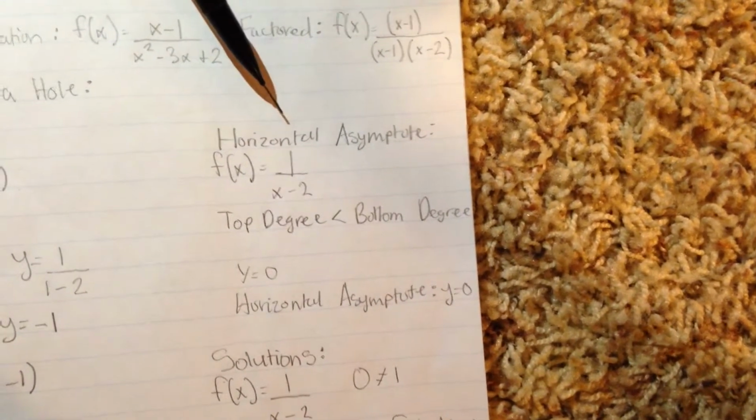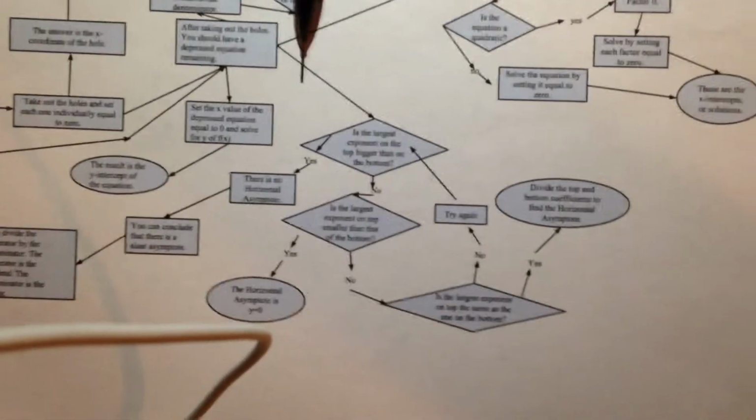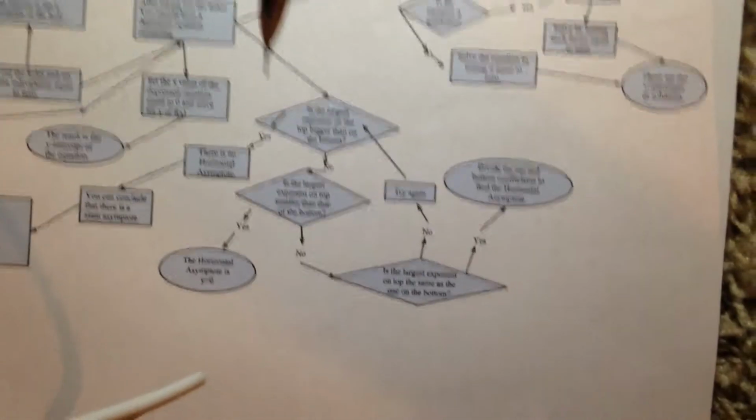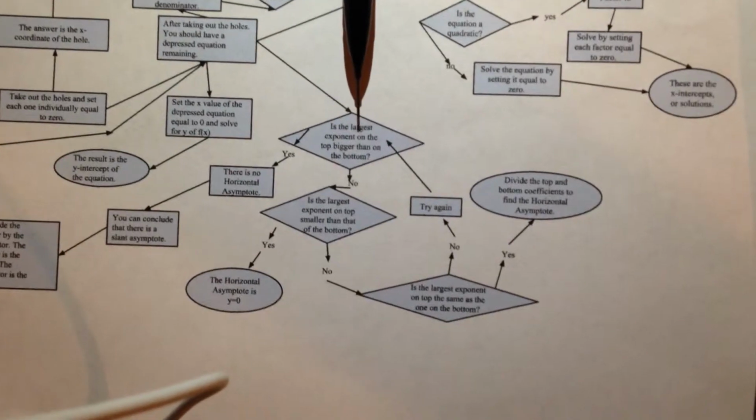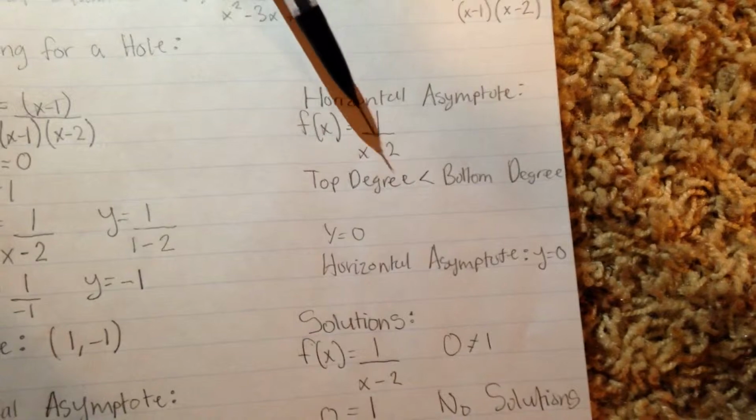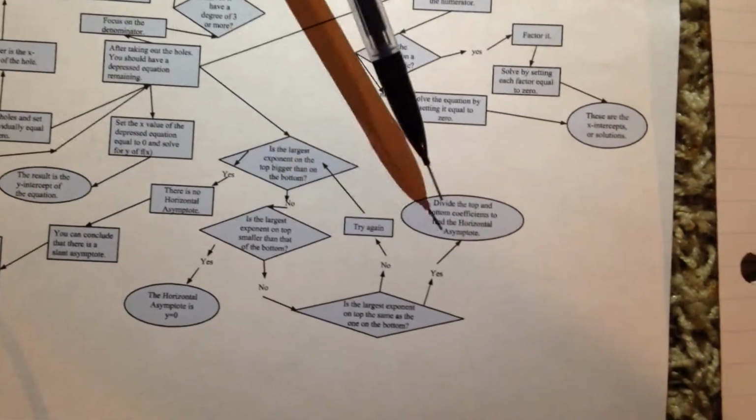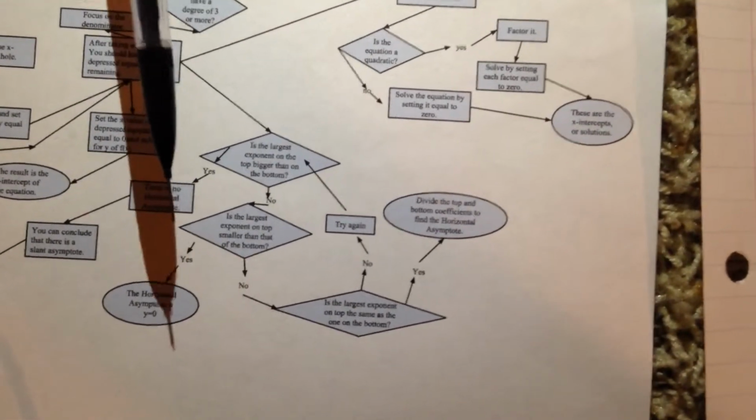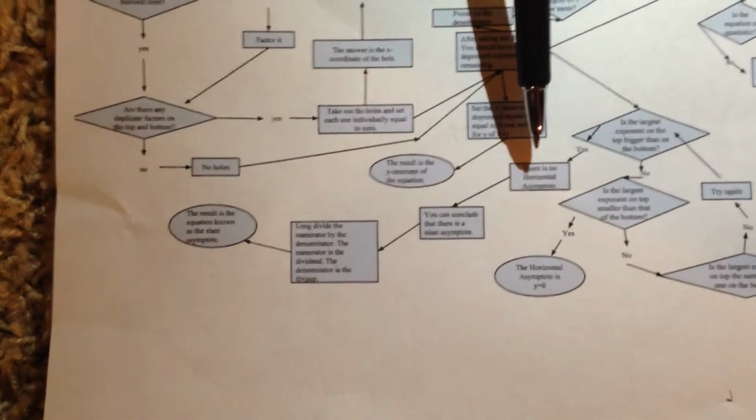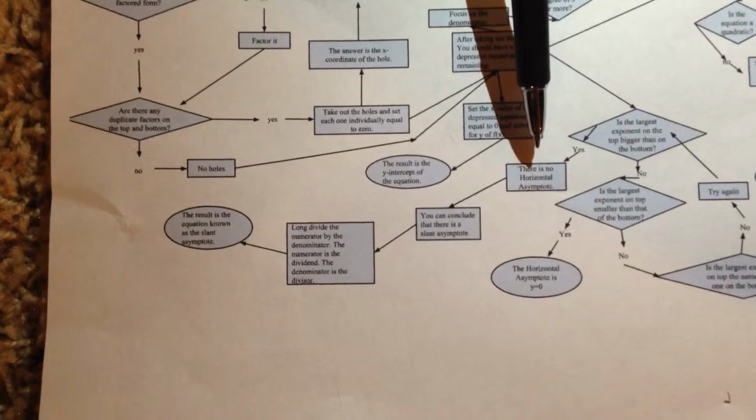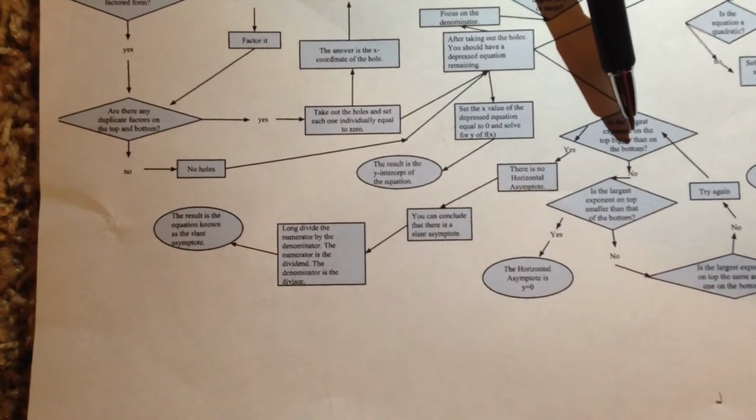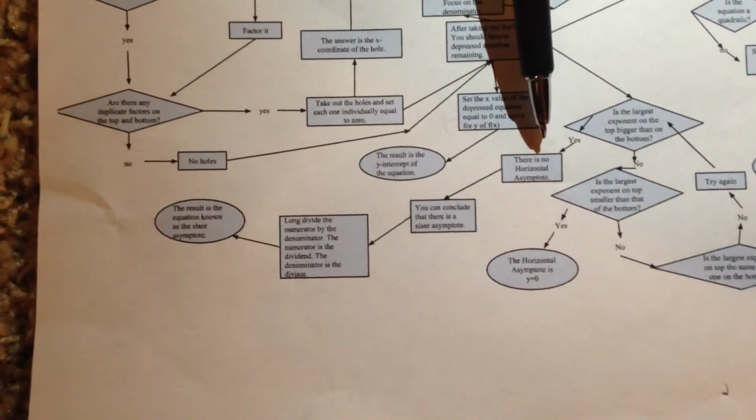Now we're going to move on to the horizontal asymptote. So we're going to go down to the bottom part of the universal solvent. Is the largest exponent on the top bigger than the one on the bottom? No. The top degree is less than the bottom degree, so the horizontal asymptote equals 0. Now that we have eliminated any chance for mechanical difficulty, we can get back to work. Since there is a horizontal asymptote, there will be no slant asymptotes in this equation.